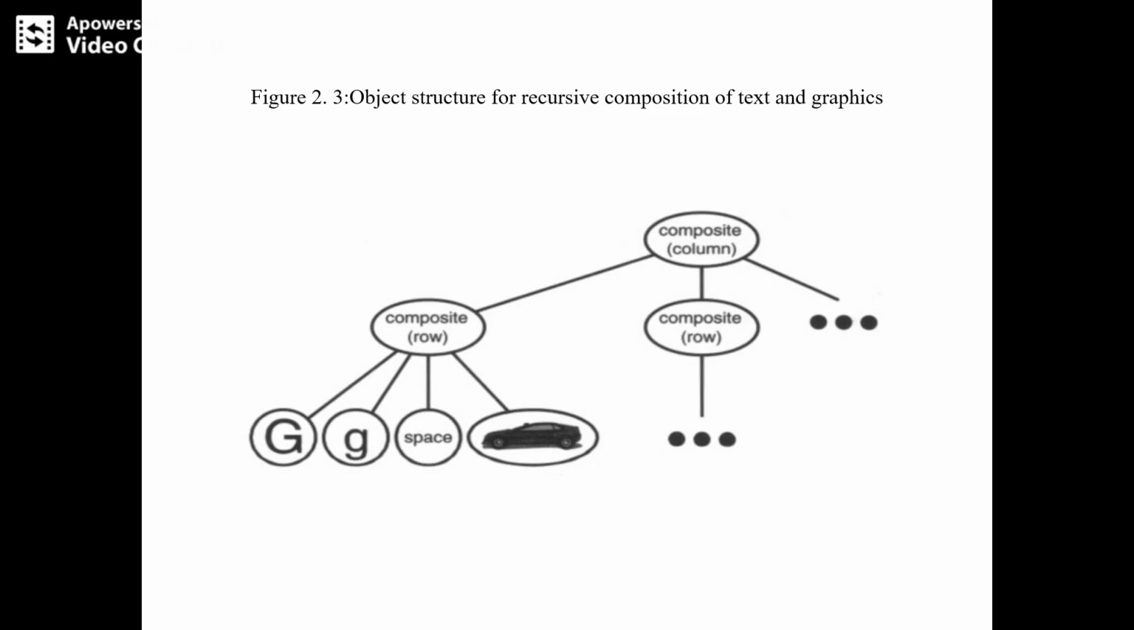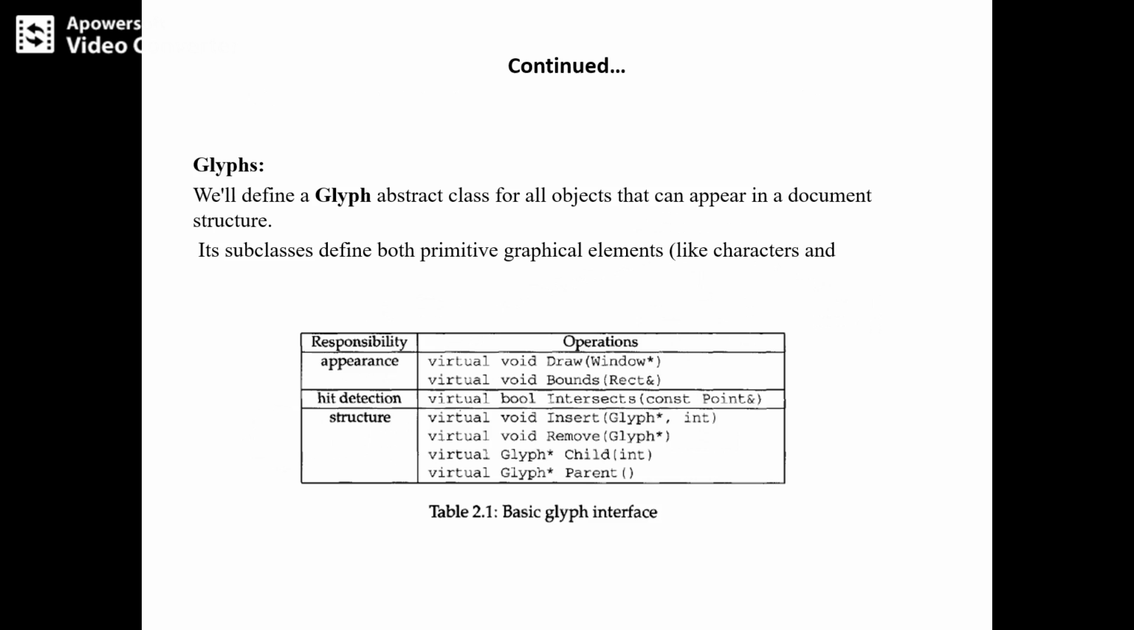The entire application, first we need to take as the composite column, then divided into composite row 1, followed by column 1, column 2, 3 and so on. So this will continue. This is an example of the structure for a recursive composition. So now we will define glyphs. A glyph is an abstract class for all the objects that can appear in a document structure, that we call a glyph.